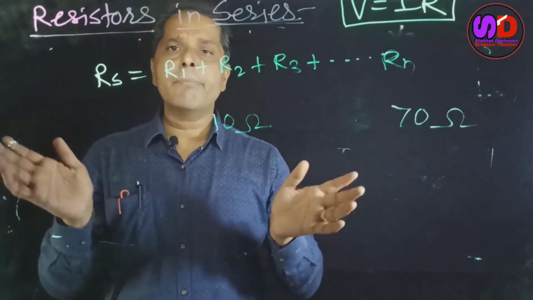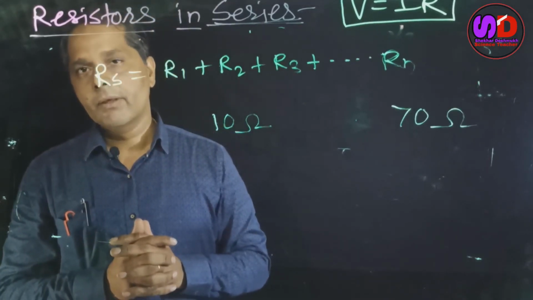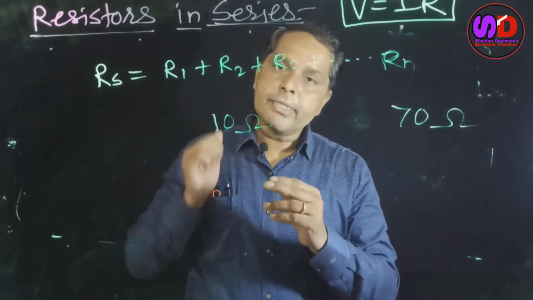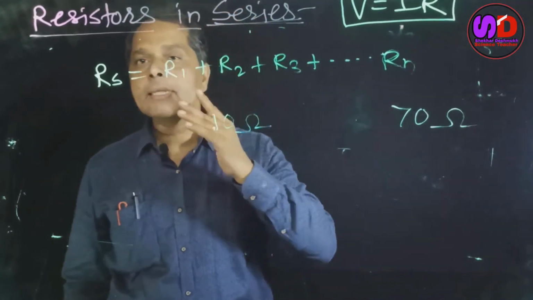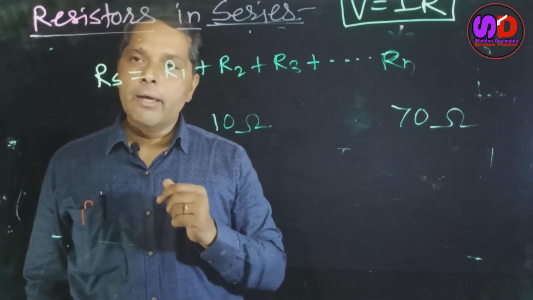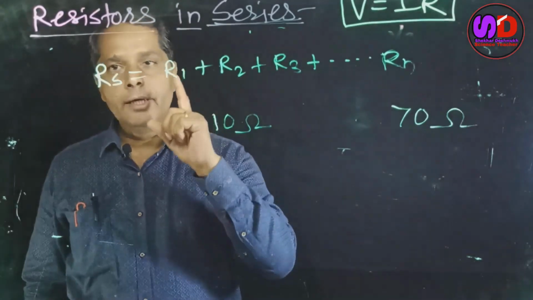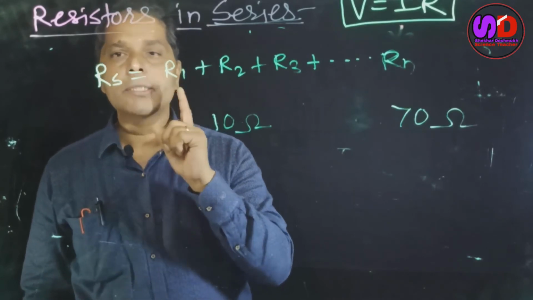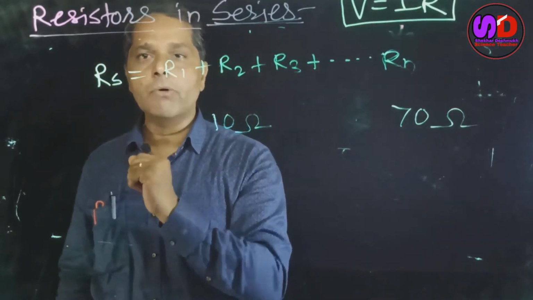So this is a simple combination that is called a series combination. Where is it used? This combination is used to increase the resistance of the circuit. What are the main points of this combination? In series combination, I, that means the current flowing through all resistances, must be equal.